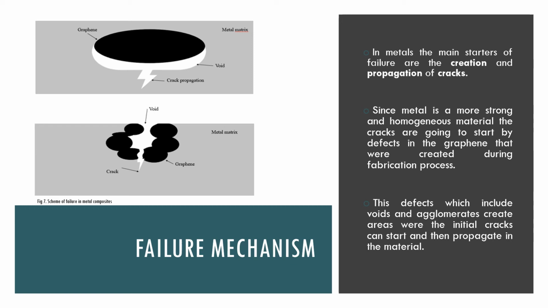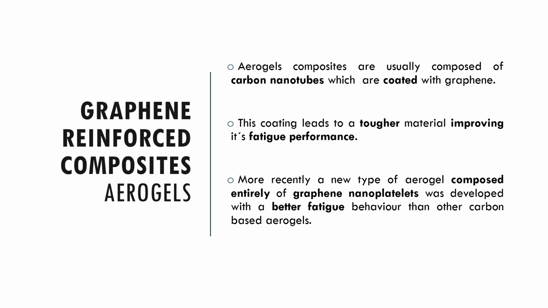The last and more recently developed material is called aerogels. Aerogels are usually composed of carbon nanotubes which are coated with graphene. This coating leads to a tougher material, improving its fatigue performance. More recently, a new type of aerogel composed entirely of graphene nanoplatelets was developed, with a better fatigue behavior than other types of carbon-based aerogels.